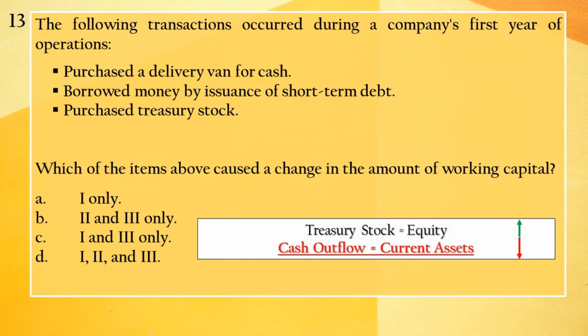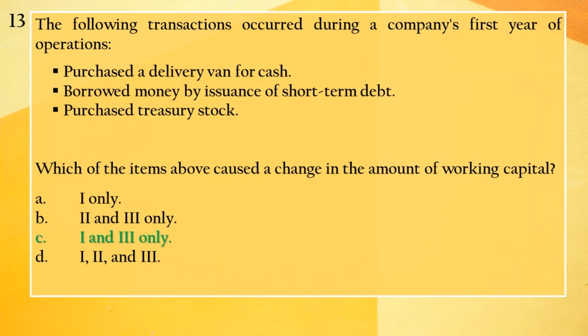Next, third, purchased treasury stock. So we know that purchasing treasury stock will actually decrease our current assets because of the cash that we put out. So we're again giving away cash, which is a current asset. So we are reducing our working capital. Therefore, it will reduce working capital, and our answers are 1 and 3.